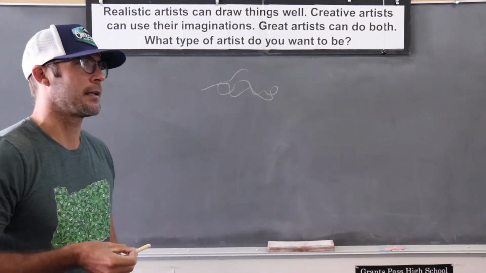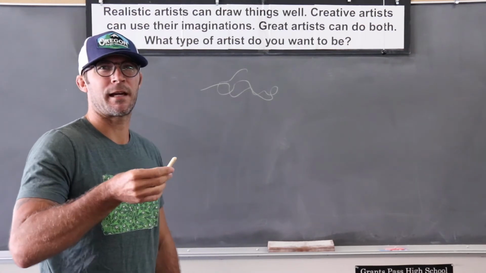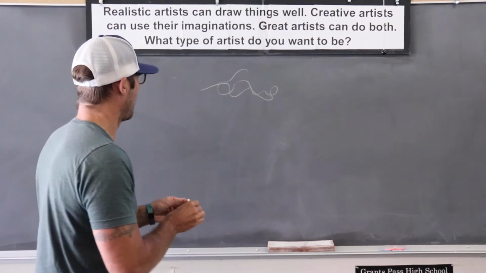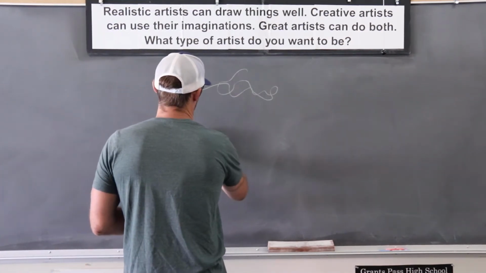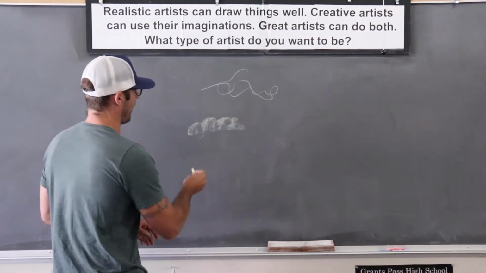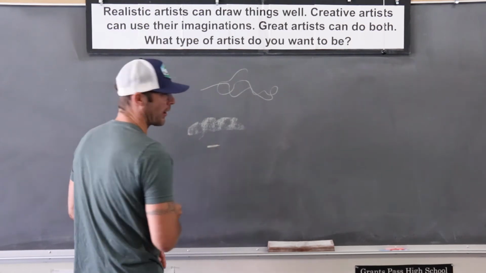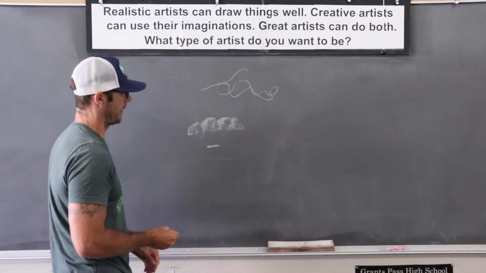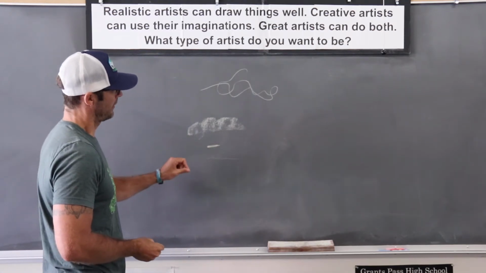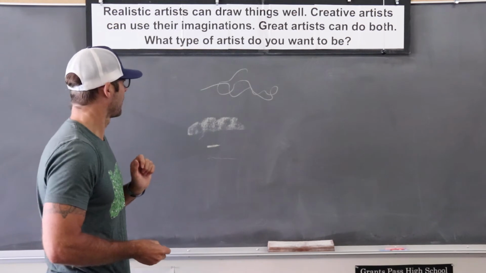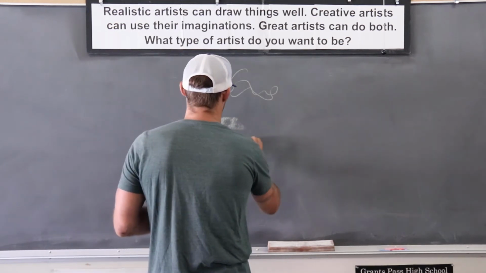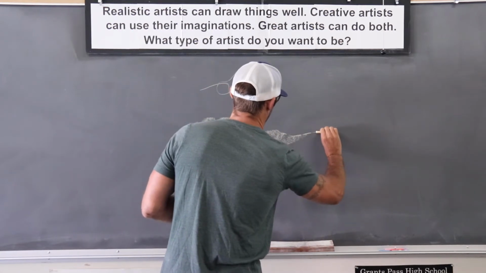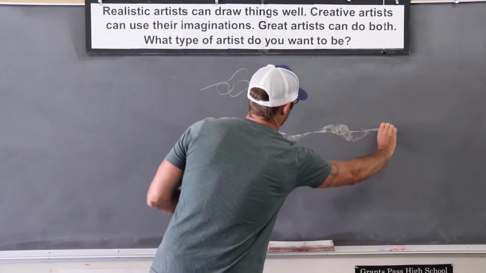So you can change the type of line that you use. An example would be, I could have a really thick line. I could have a really dark line. I could have a really light line. You could also call this thick. You could also call this a thin line. I could have a varied line, so thick to thin, to thick, to thin.